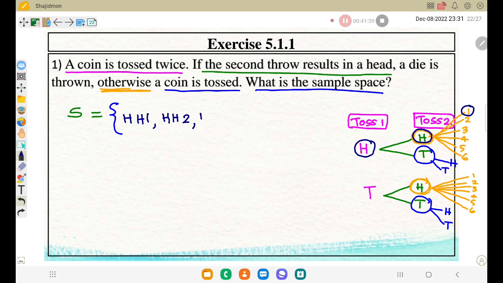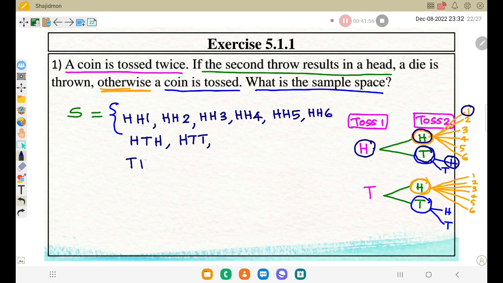Now what is the next one? Head, number 3 will come. Then next head, number 4. Then H5, correct? Then H6 can come, correct? Now what are the next options? Head, tail, head, correct? So I can write head, tail and head. What is the next option? Head, tail and tail, correct? Now go to the tail, next option.